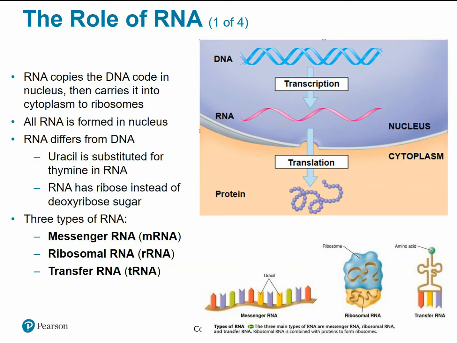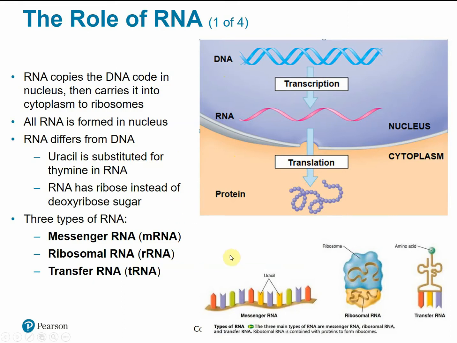So we said all nucleic acids are formed from nucleotides. Right? A nucleotide is a sugar, a phosphate, and a base. So the sugar in DNA is a deoxyribose. The sugar in RNA is ribose. So we get the D in DNA and the R in RNA.